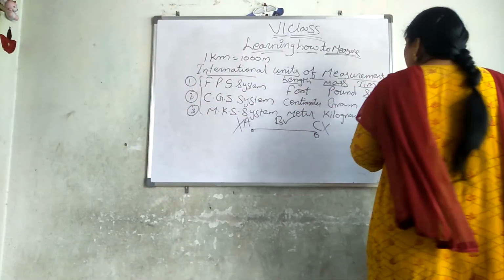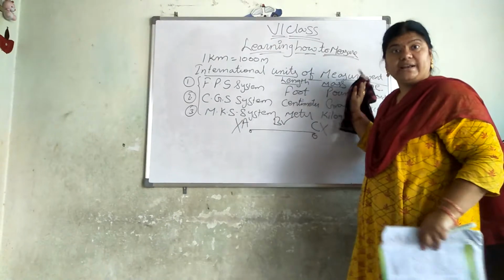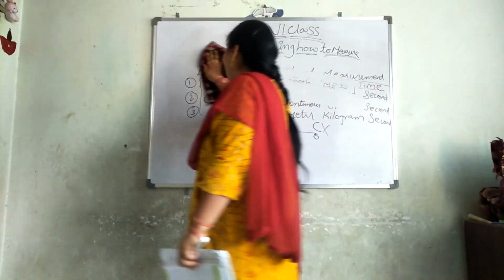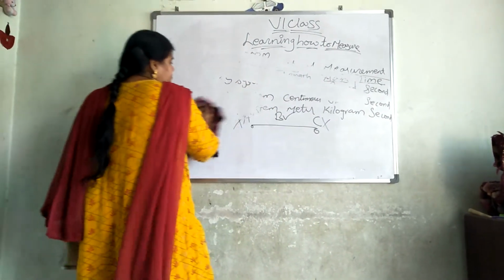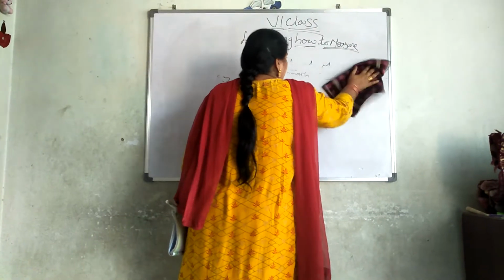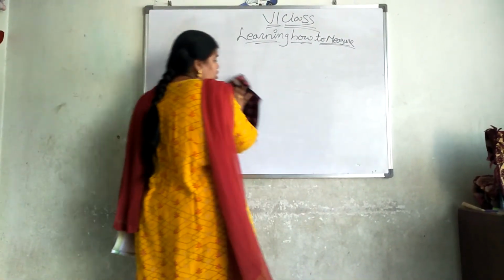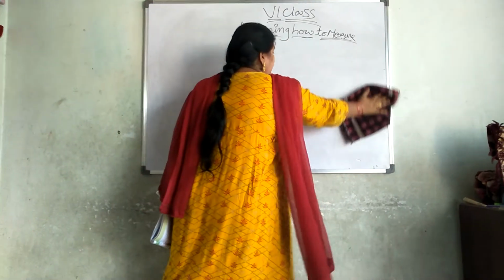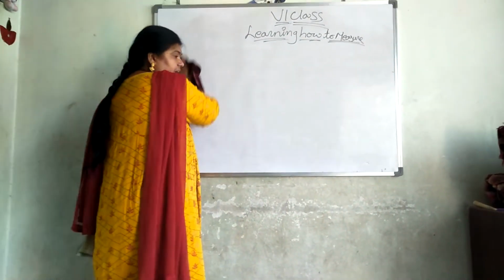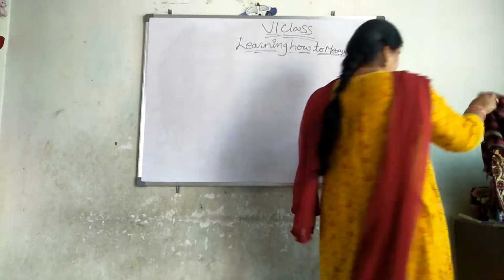And now which answer am I going to give? Write in your classwork. This is a 4 marks answer. About what? Precautions to be taken while using a meter scale. What precautions do we have to take while using a meter scale?